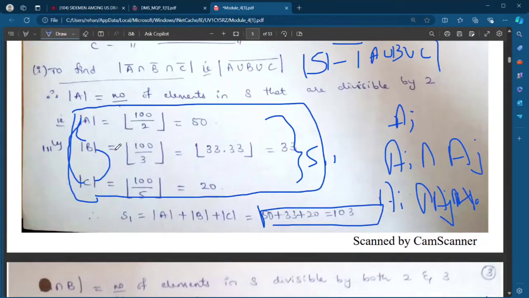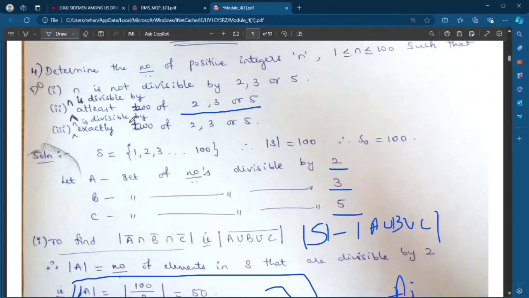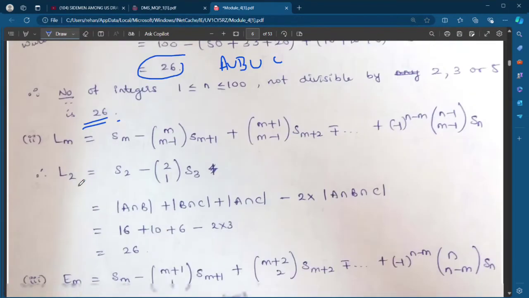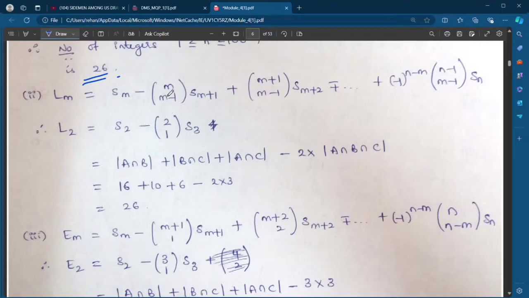Now then they have said least. So what they have said, least two of the numbers among these three numbers, any two I have to take. So L2 I have to do. L2 means S2 minus 2C1 (m by m minus 1), then keep on increasing only the numerator, not the denominator for L. So S2 minus 2C1 of S3. I don't have anything else over here, or else I would have written plus 3C1 S4, but I don't have this, so this won't be there.